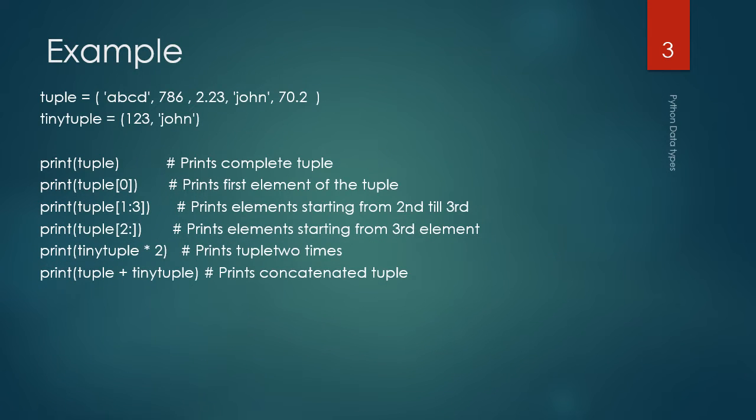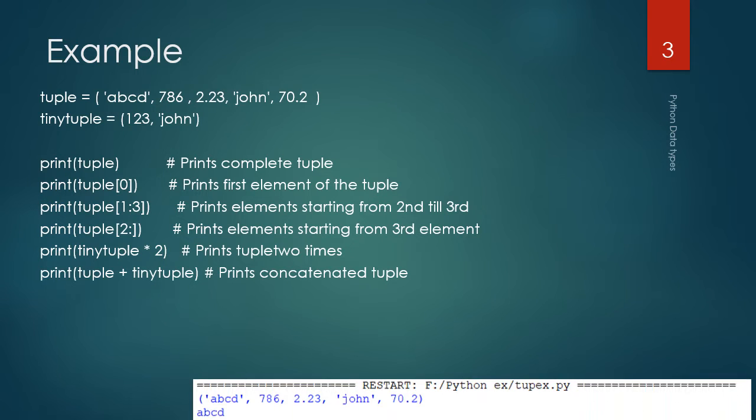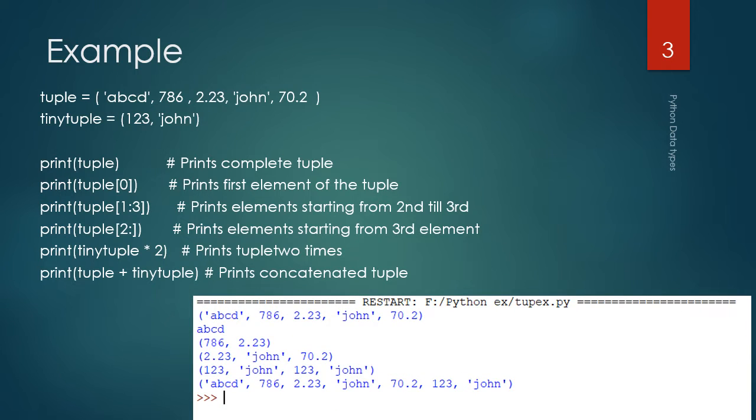Now we can see a tuple example. In the first statement of the program, a tuple is declared. Here also you can see the sequence contains data of variable data types. There is string data type, floating point data type and integer type data. In the second statement, again declared a tiny tuple. Print tuple will display the elements of the first tuple.